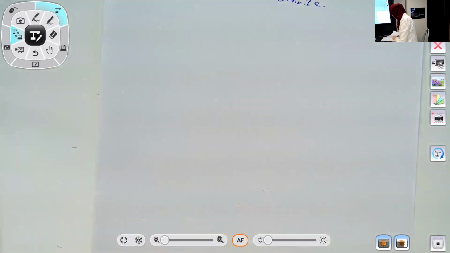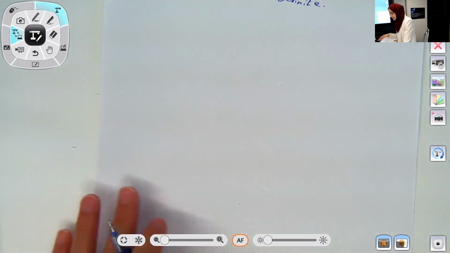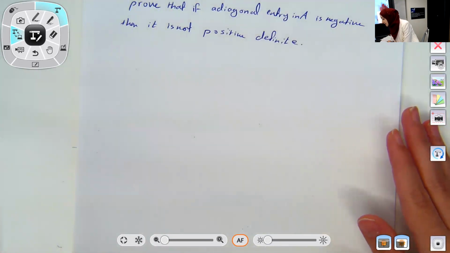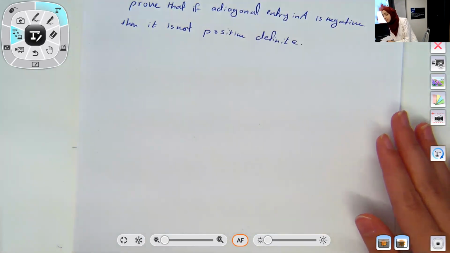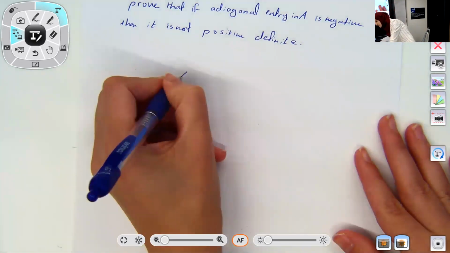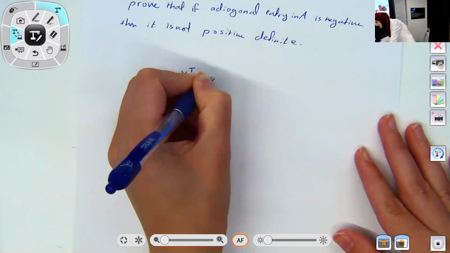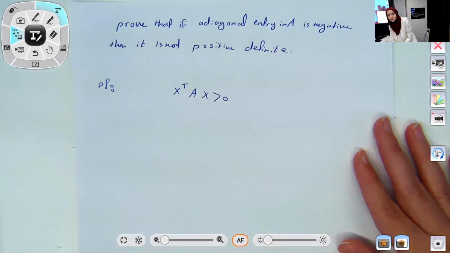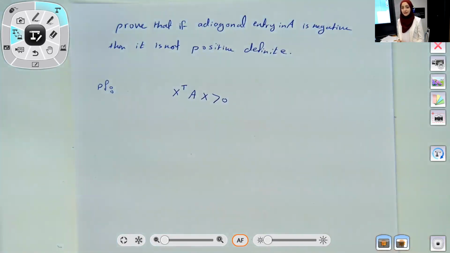Let's move to another thing. Here they ask to prove that if a diagonal entry in matrix A is negative, then it is not positive definite. We know the meaning of positive definite is that x transpose A x is greater than 0. This is the meaning of positive definite. In this question, they said the matrix A is diagonal. This is the first thing. And the second thing, the entry of this matrix is negative.